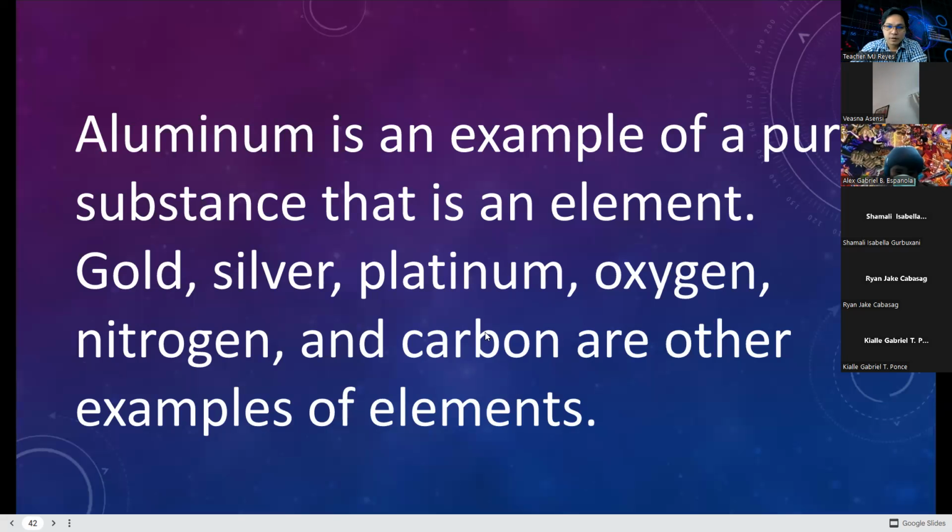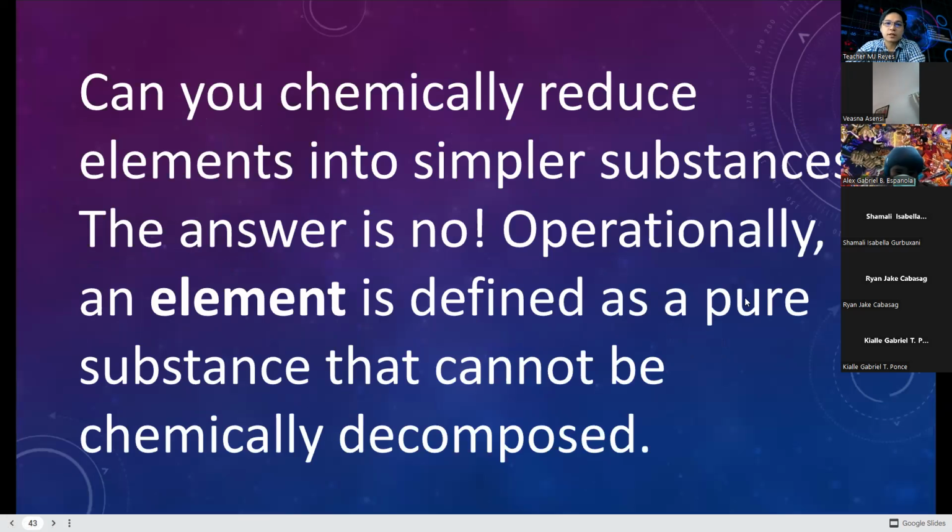Can you chemically reduce elements into simpler substances? The answer is no. Why? Because elements are already in their simplest form. The answer is a big no. Operationally, an element is defined as a pure substance that cannot be chemically decomposed or chemically separated, because an element is already in its simplest form.